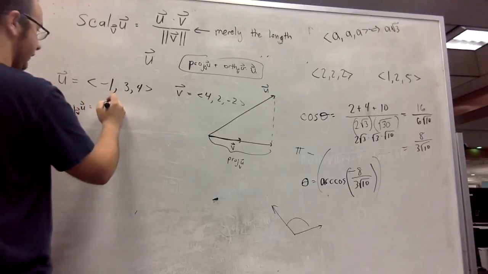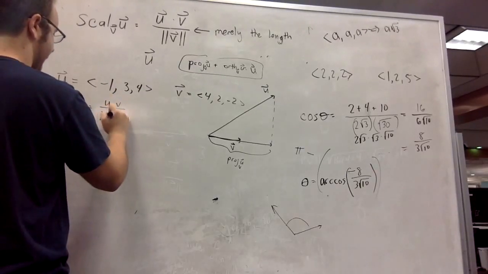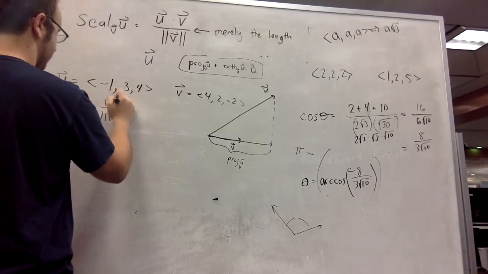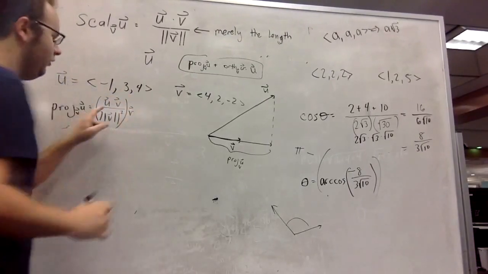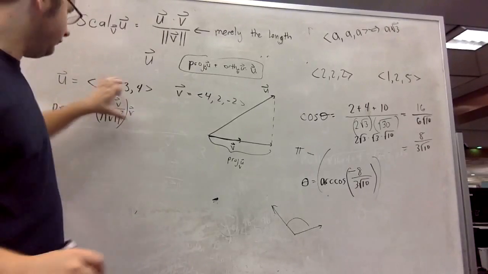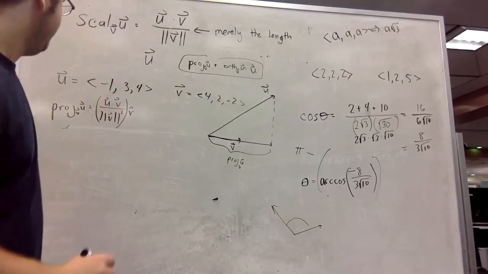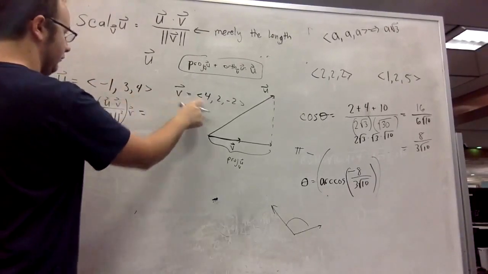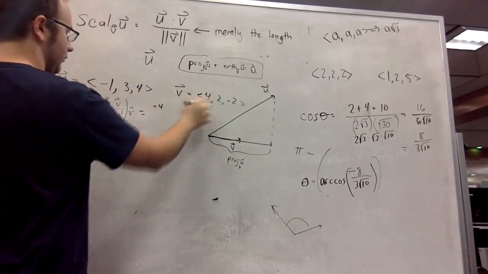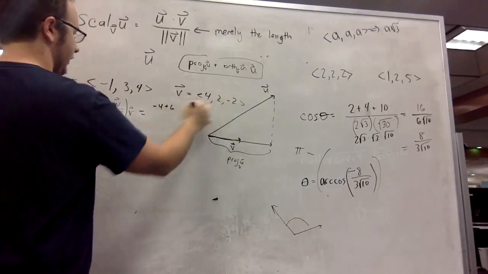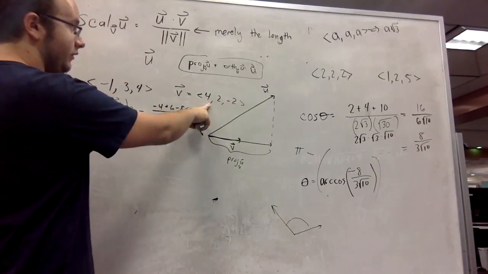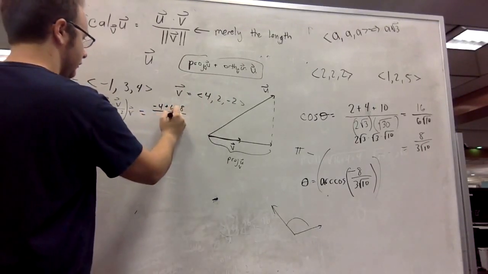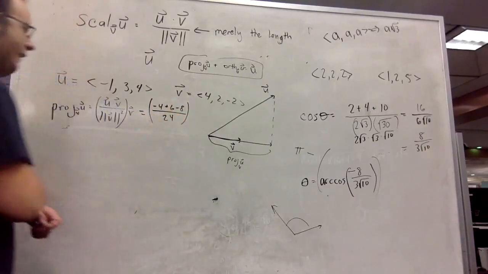It's just a matter of doing u dot v over the magnitude of v squared, all times v. Let's figure out what this number is going to be on the left. Let's do u dot v really quick. That would be negative 1 times 4, negative 4. 3 times 2 is 6. 4 times negative 2 is negative 8. All over the magnitude of v squared. That would be 16 plus 4 plus 4, which is 24.